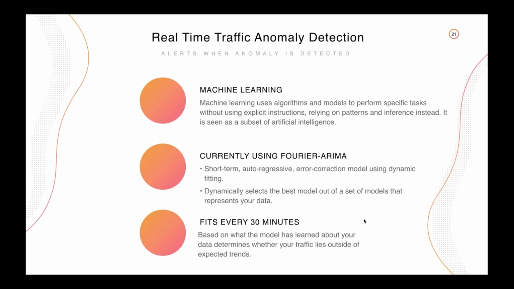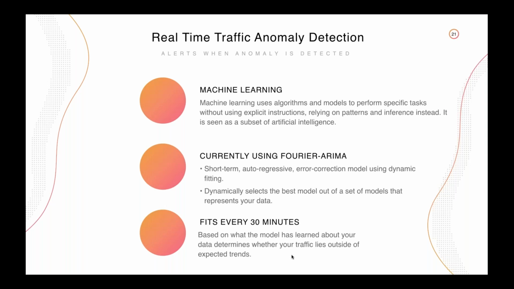So this is going to tell you what we're doing with the real-time traffic anomaly detection. We are actually doing machine learning, and machine learning uses an algorithm and models that perform specific tasks. You're not going to have someone manually look at your domain every single half hour to determine whether it's in or outside of bounds. You want something that figures out whether it's in the expected model. So we're currently using, Rob, how do you say it, is that Fourier-ARIMA or Fourier? Yeah, Fourier-ARIMA. It's a short-term autoregressive error correction model using our dynamic fitting.